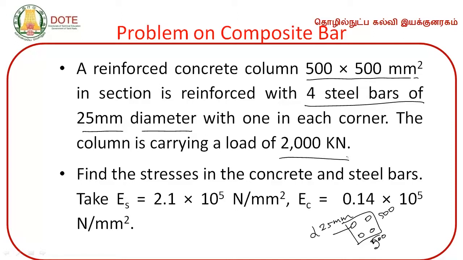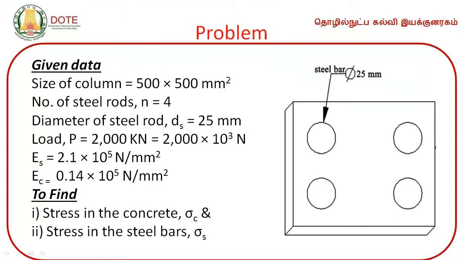So the given data are: size of column 500 cross 500 mm square, number of steel rods 1, 2, 3, 4, diameter of steel rod 25 mm, and the load P acting is 2000 kilonewton. We have to convert them into Newton. So 2000 into 10 to the power 3 Newton, since 1 kilonewton is equal to 1000 Newton. Young's modulus for steel material is given as 2.1 into 10 to the power 5 Newton per mm square.